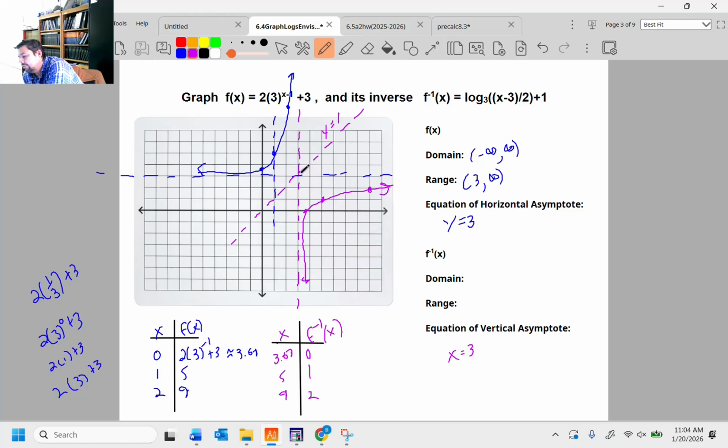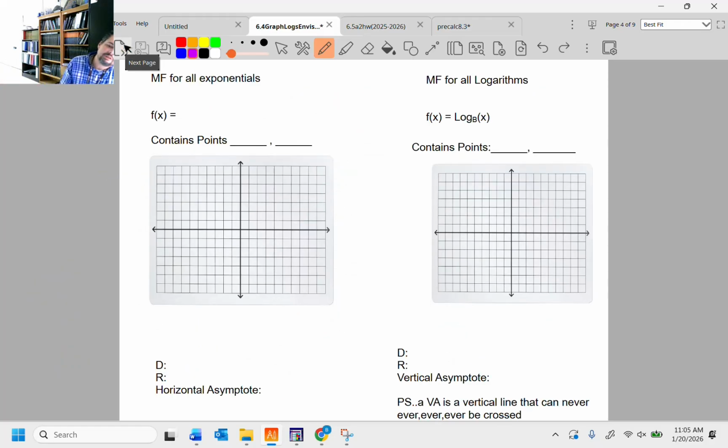The domain of the logarithm is 3 to infinity. Notice that inverses swap domain and range. The range falls forever, rises forever. Negative infinity to infinity. Easy peasy lemon squeezy. All right, some old review here.